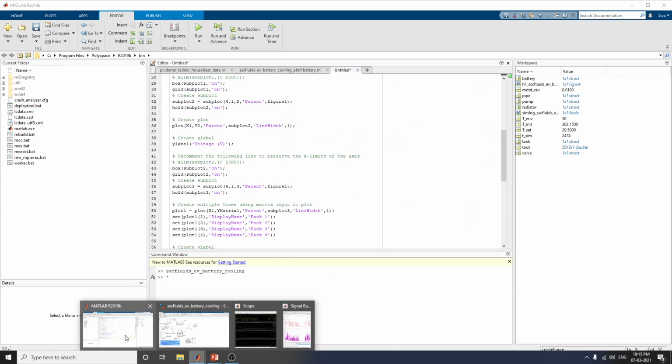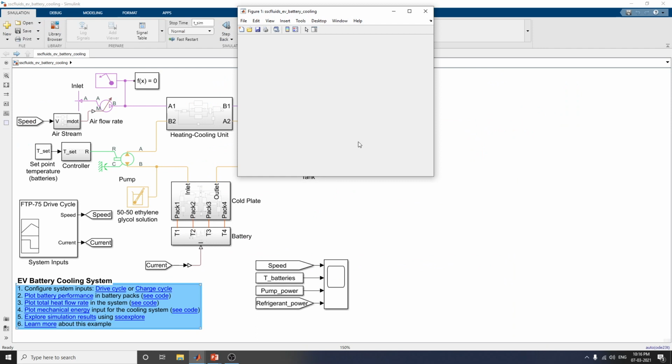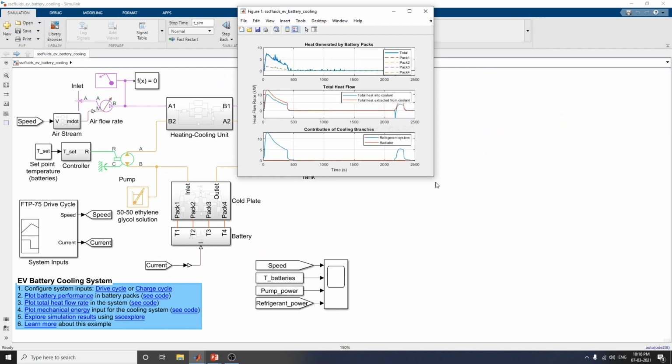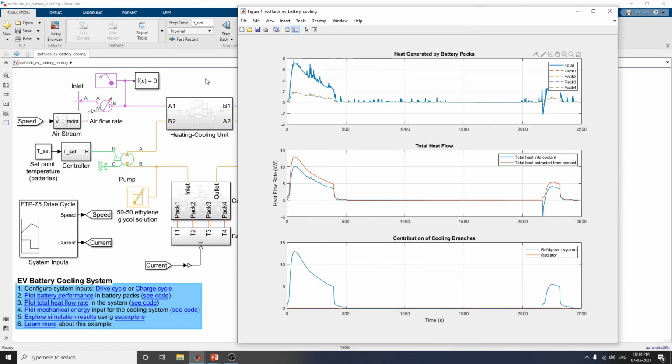And one more thing you can see is the battery heat flow rate in the system, total heat flow rate. You can see the same thing, heat generated by battery packs and the total heat flow rate and the contribution of cooling branches. Also here itself you can generate code by using this SSC fluid EV battery cooling system Simulink file. You can generate the reusable code. Also you can export the data or save the data to workspace.